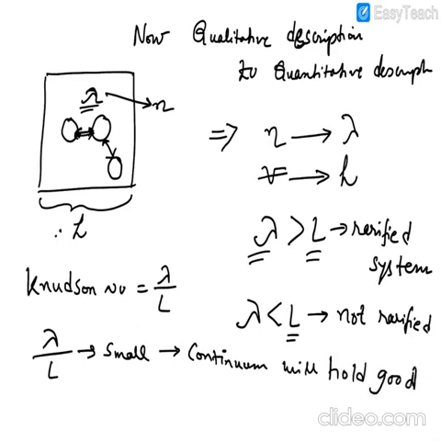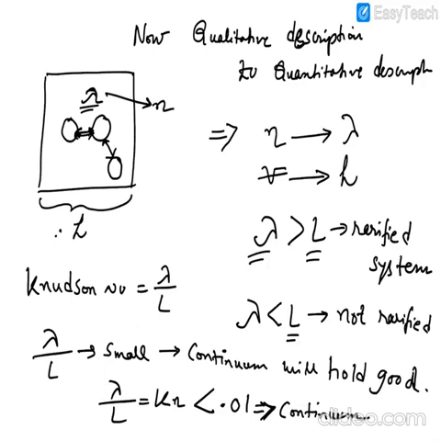Now for practice, we typically see lambda by L, that is the Knudsen number, which I may denote by Kn. If it is less than 0.01, we can consider the fluid to be a continuum, and we can use the well-known differential calculus.